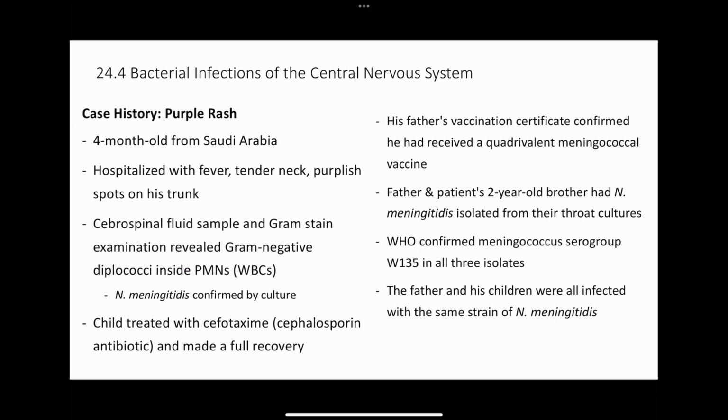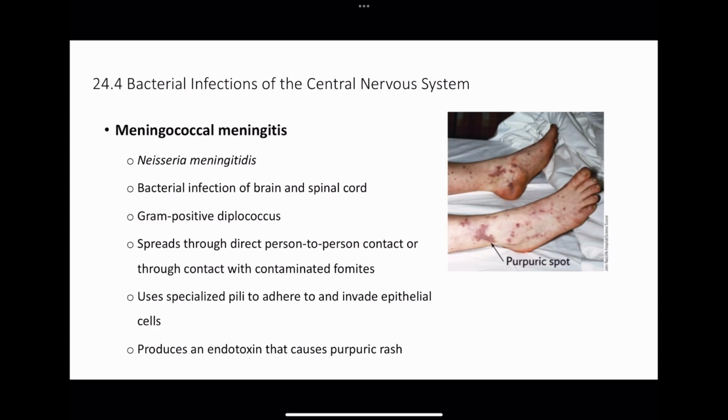The child was treated with antibiotics, and he did make a full recovery, but when his father brought him in to the hospital, he was clinically well, but along with the father and the patient's 2-year-old brother, they both tested positive for N. meningitidis in their throat cultures. The father and all of his children were infected with the same strain.